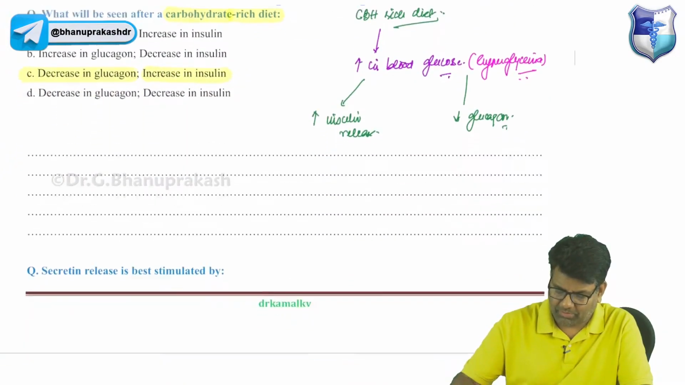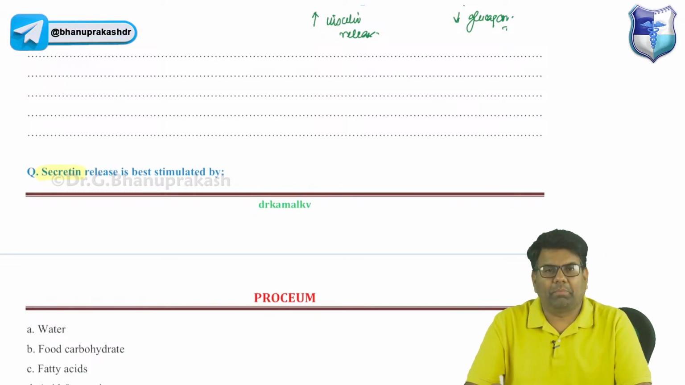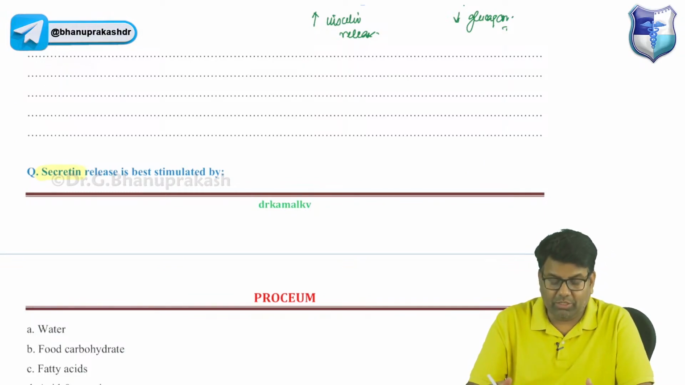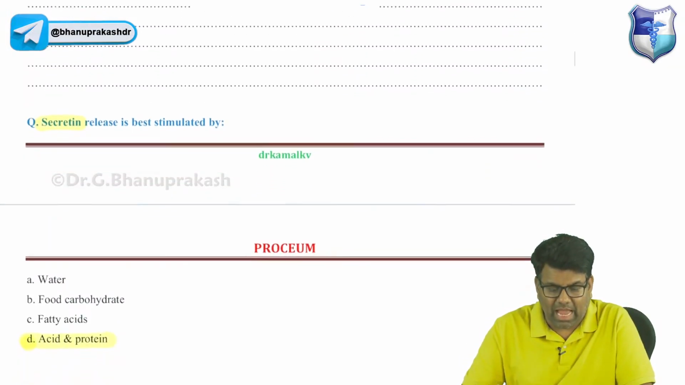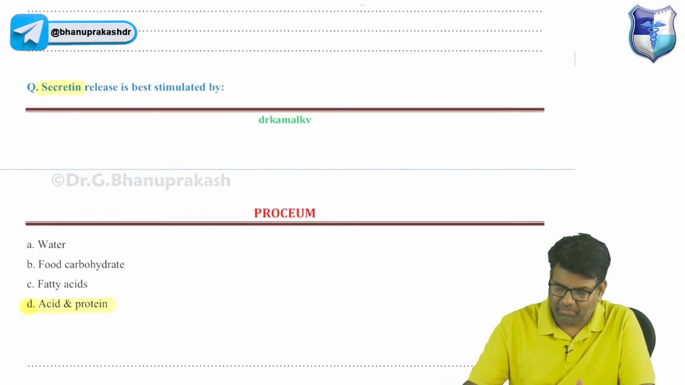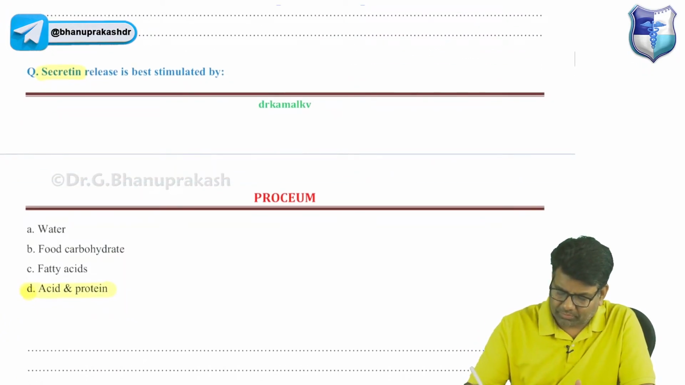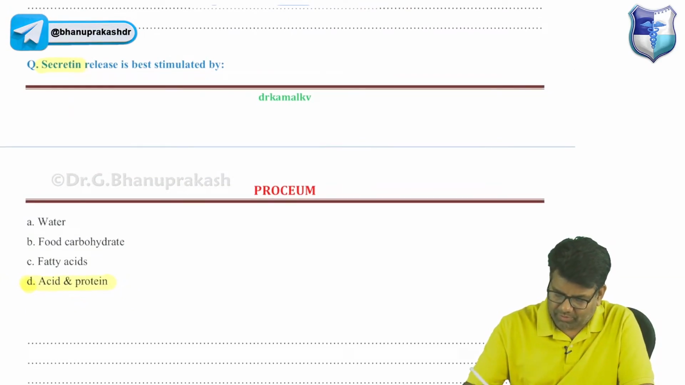Yes, right, Pratyusha. Now next question, secretin. What is the best stimulation for release of secretin? Very good, Raghu, very good. So the main one is acidic chyme. Now here we can take the clinical picture first.